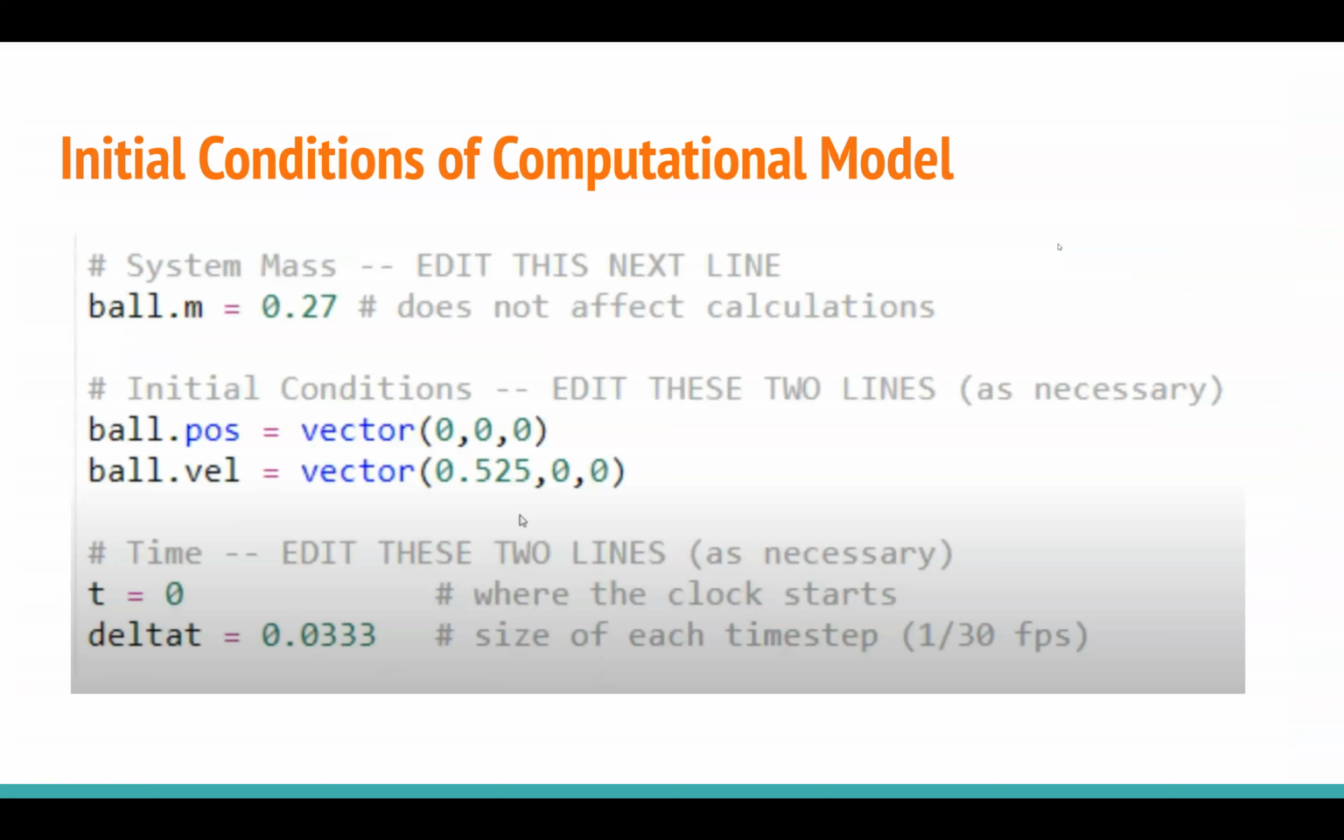For the initial conditions of the computational model, the mass of the ball equals 0.27, position equals the 0, 0, 0 vector, and the velocity equals the 0.5, 0, 0 vector. We got all these from the last step. The initial time is 0, and the delta t is 0.03, and that's what we get from the frames per second.